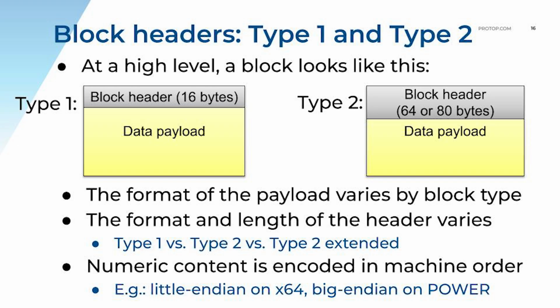The payload, the stuff within the block, varies based on the block type. And the header, as I said, varies based on the architecture. A lot of the data in here consists of multi-byte numeric fields, and when they're multi-byte, they're encoded in machine order. So if you're on x64, it's little endian. If you're on, let's say, IBM Power Series, then it's big endian. Although there are one or two exceptions to that as well.